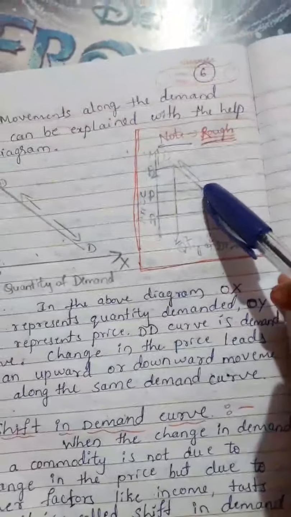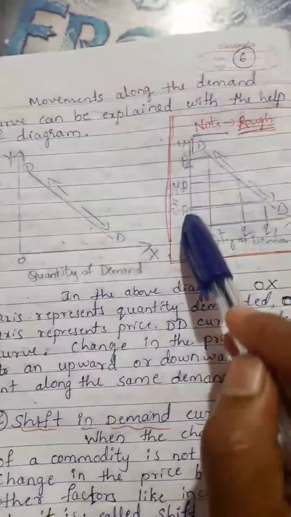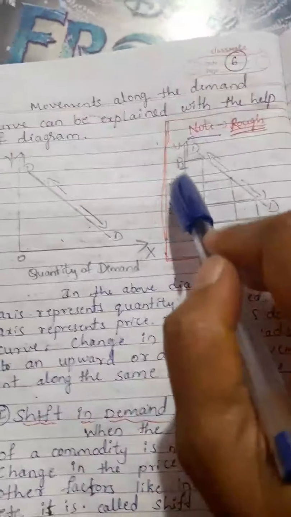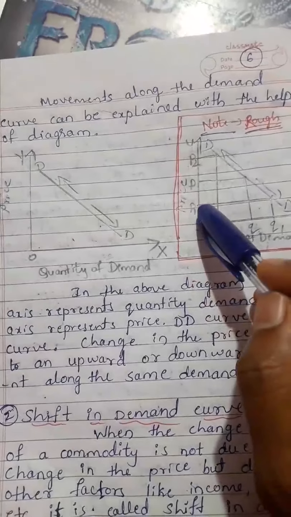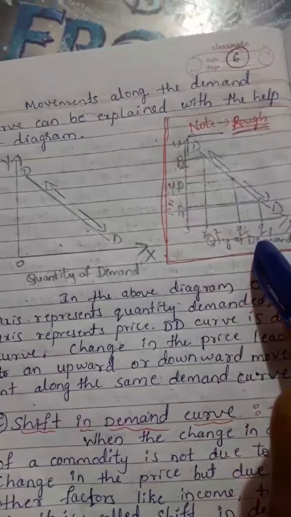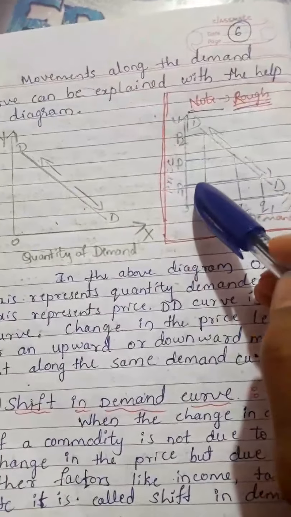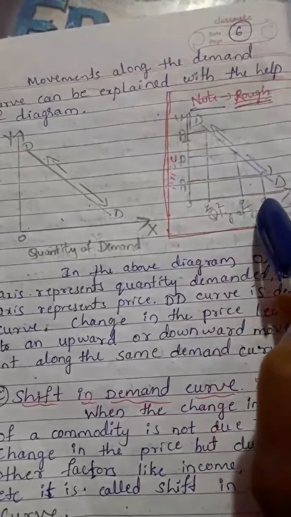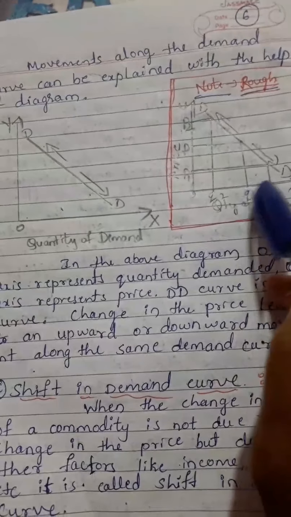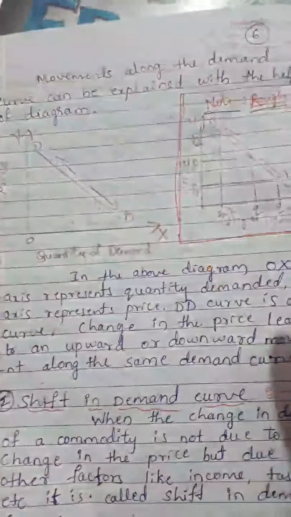I have drawn a rough note here. The x axis is the quantity of demand, the same thing written here, and I have shown the prices changing. When the prices change, how does the quantity demanded change? Suppose when the price is P1, the quantity demanded is Q1, higher compared to Q. When the price decreases from P1 to P, there is a change from Q1 to Q. This change is called a movement along the demand curve.